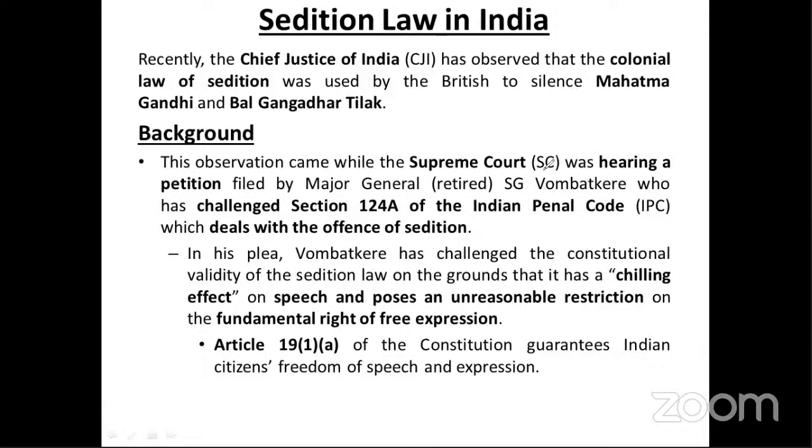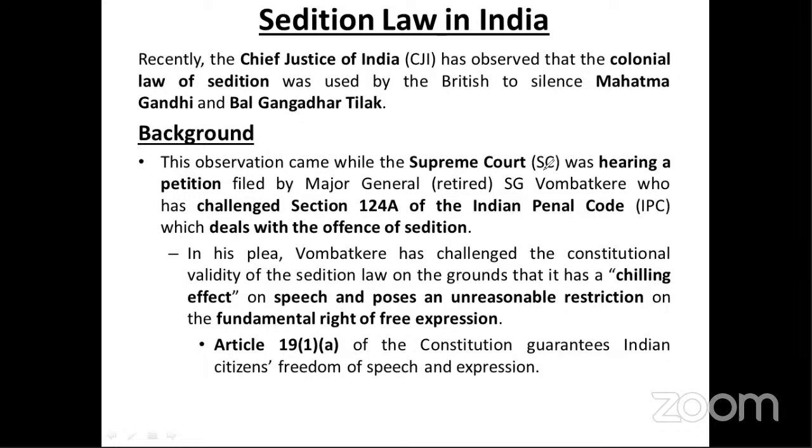Now, the Chief Justice of India, the Supreme Court, said that the sedition law was actually used by the British government to silence freedom fighters like Mahatma Gandhi and Bal Gangadhar Tilak. You know the famous first satyagraha started by Mahatma Gandhi was called Champaran Satyagraha. Then the Ahmedabad mill strike. These were some mass movements started by Mahatma Gandhi, where he said that we will not cooperate with the government.